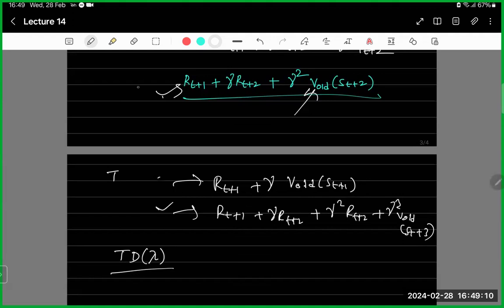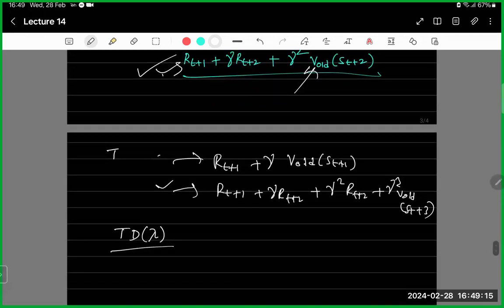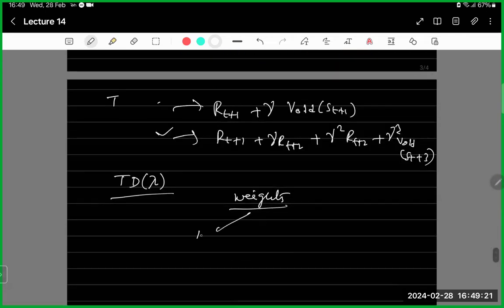For this, you have to give some weight. So now, in the literature, one algorithm that is proposed is you give the weights like this. Like for one step, you have to give some weight. For two step, you have to give some weight. For everything, you have to give some weight, right?